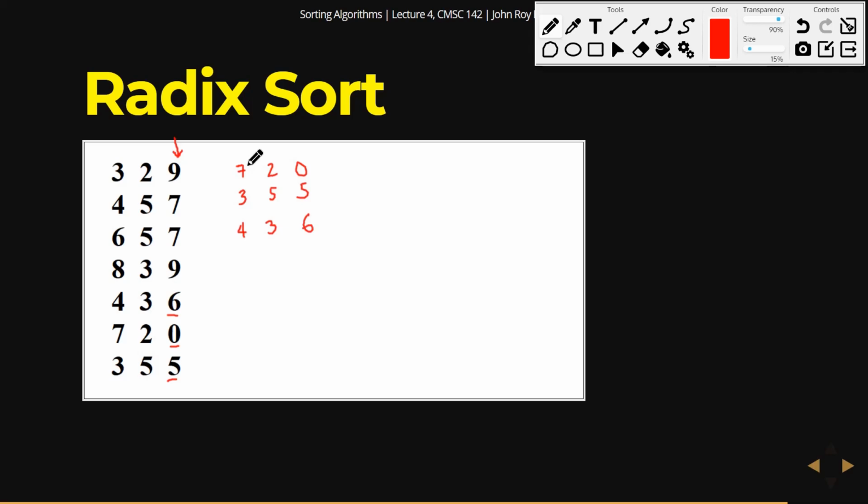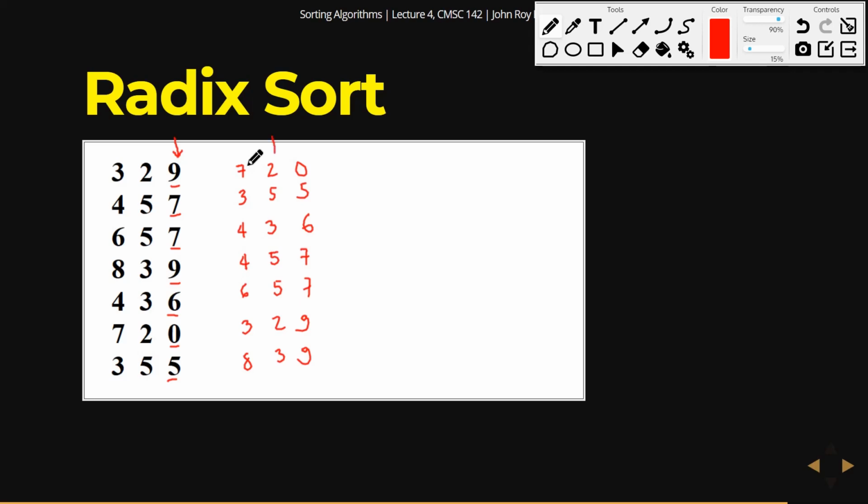And then we have a tie at the 7s. But since it's a stable sorting algorithm, it should be the same order as the input if there are ties. So 4, 5, 7 and 6, 5, 7. They're done. And then there's a tie at 9 also, but again stable, so it should be 3, 2, 9 and 8, 3, 9. So we have sorted by the ones.